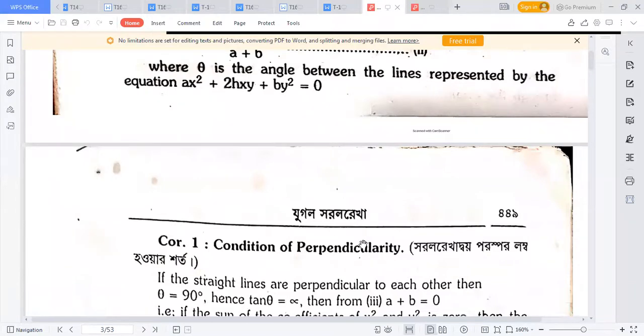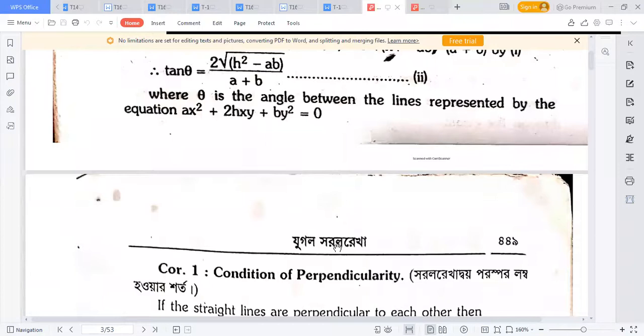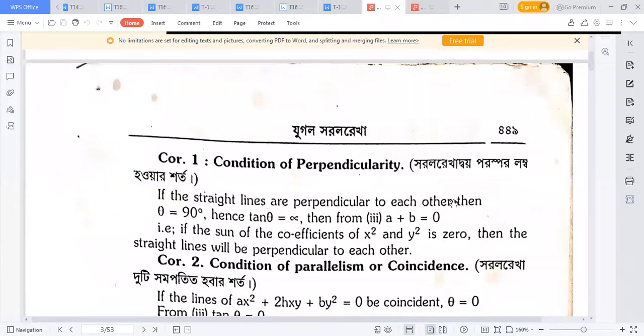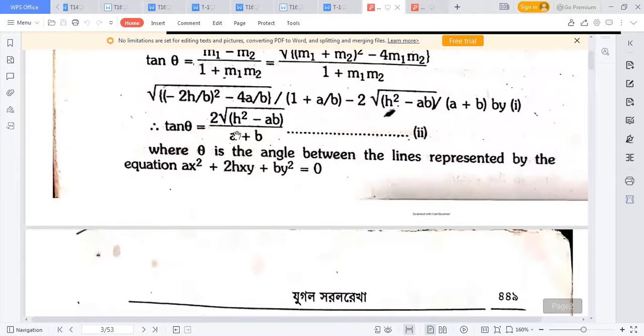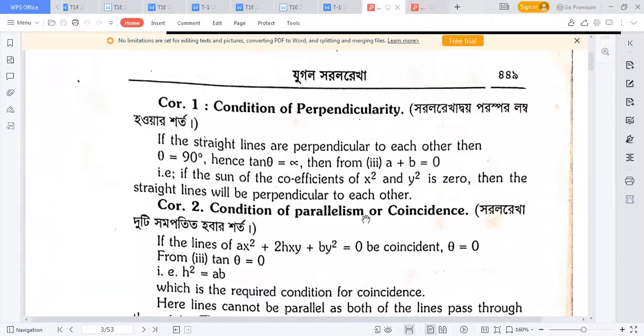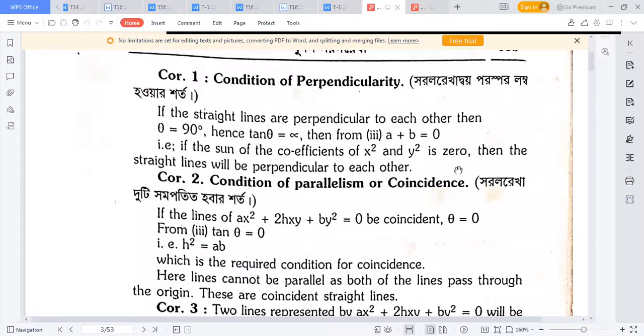Remember it. Now condition of perpendicularity. Perpendicular means what? 90 degree. That means theta equals to 90 degree. If the straight lines are perpendicular to each other, then angle will be 90 degree. So tan theta equal to what? At 90 degree, tan theta is infinity. And from this one, a plus b equals to what? Zero. Because infinity means 1 by 0. By cross multiplication, a plus b equals to 0. Now, if the sum of the coefficients of x square and y square is 0, the straight lines will be perpendicular to each other.